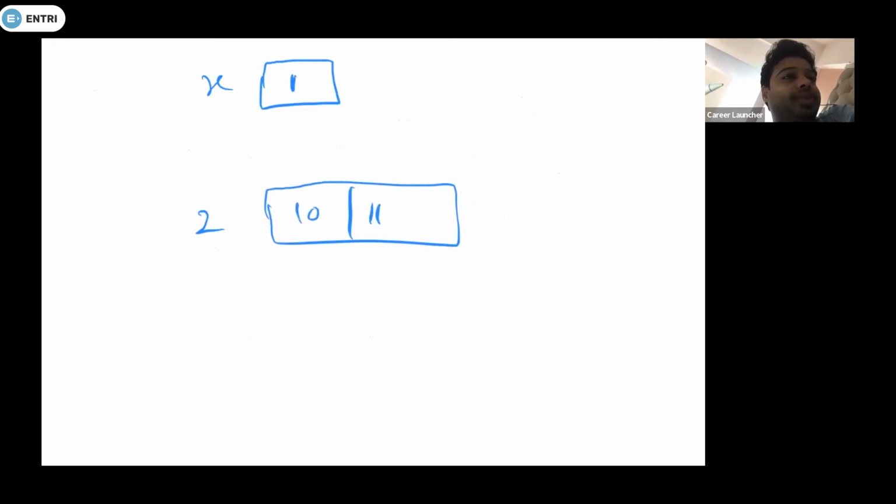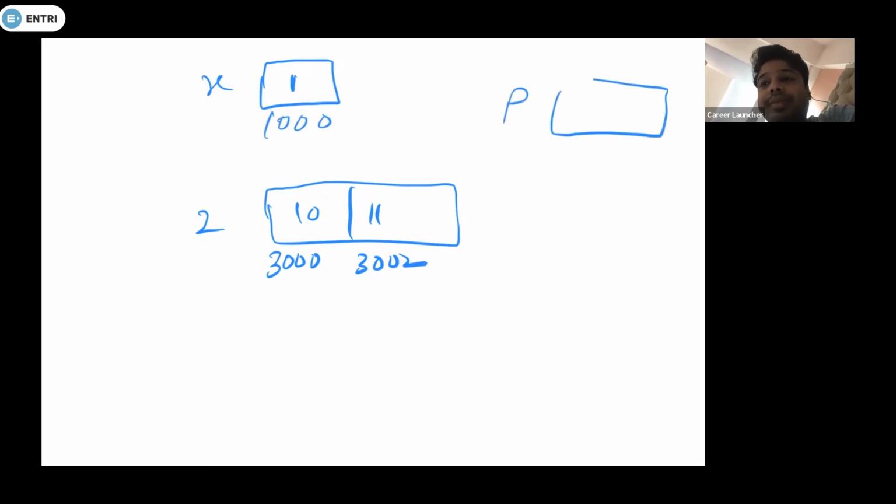Here we start at address 3000, and the next element is at 3002. Now p is initially null, and p is storing the address of x. Suppose it is 1000 here, and p's own address is like 2000. Now p is storing the address of z1, so it becomes 3002 here.